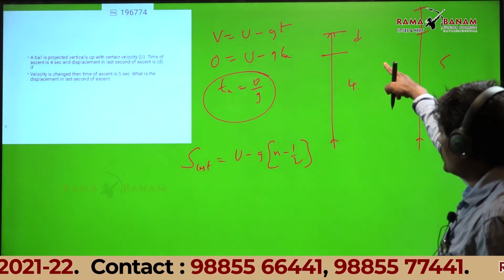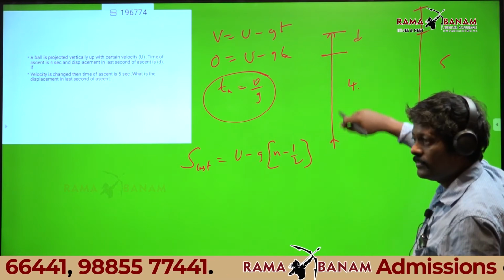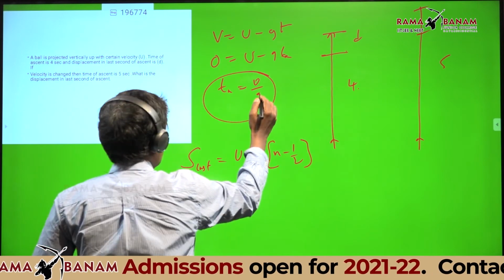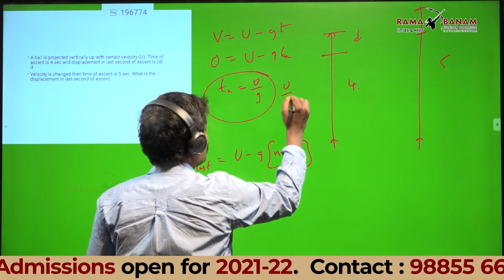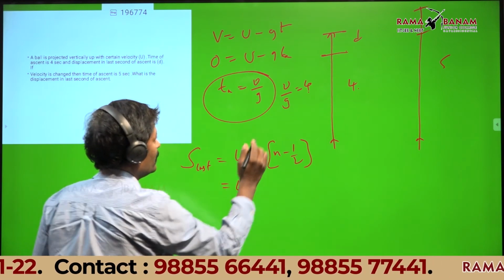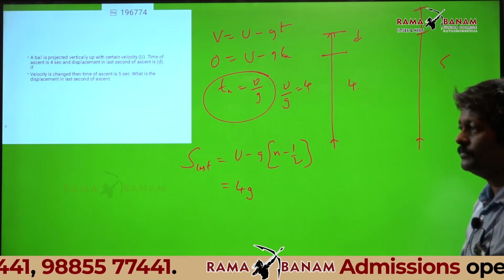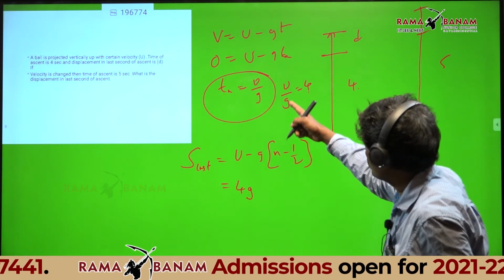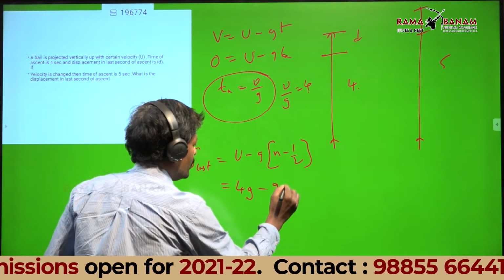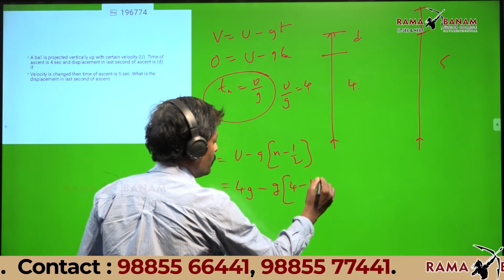Can anyone tell me what the last second is? The fourth second, so n is 4. But u by g is 4, so u is 4g. You agree? Total time of ascent is 4. So u is 4g. S last is 4g minus g into 4 minus half.